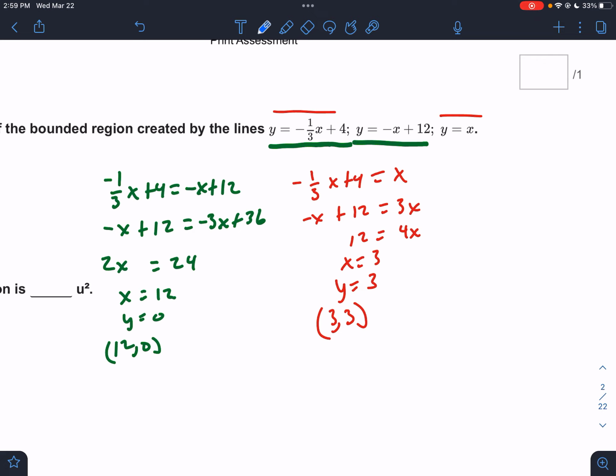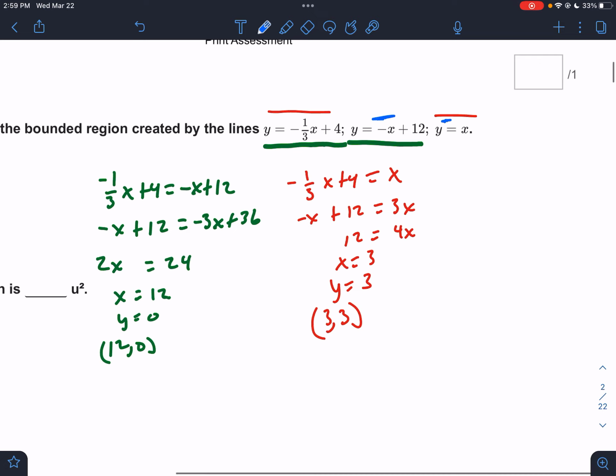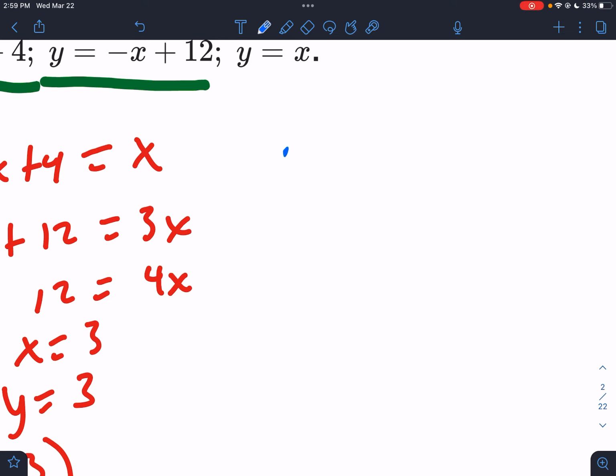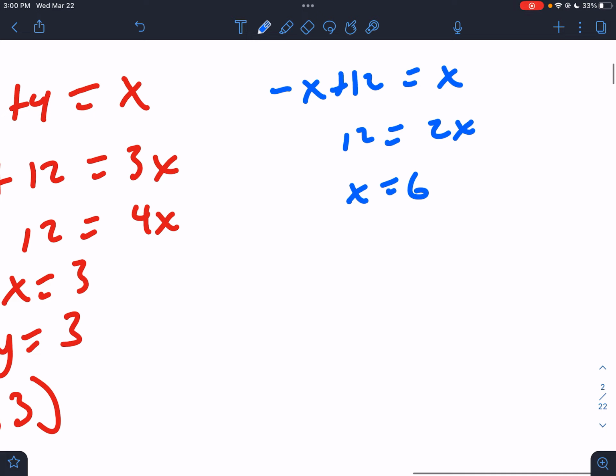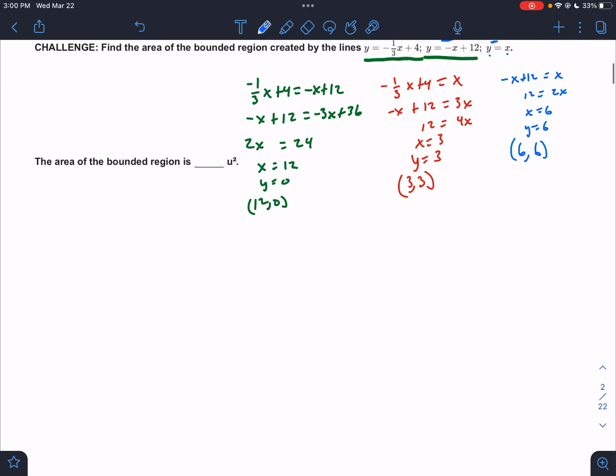And then the last combo would be the second one and the third one. And that would be negative x plus 12 equals x. So 2x equals 12, x equals 6. And again, if x is 6, y is 6. So that would be the coordinate 6, 6.